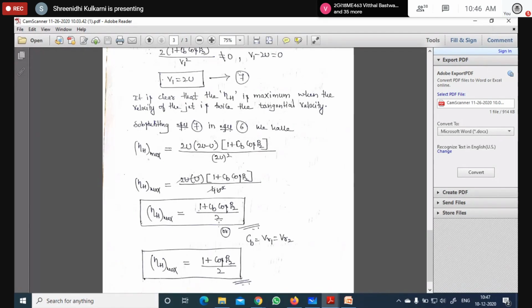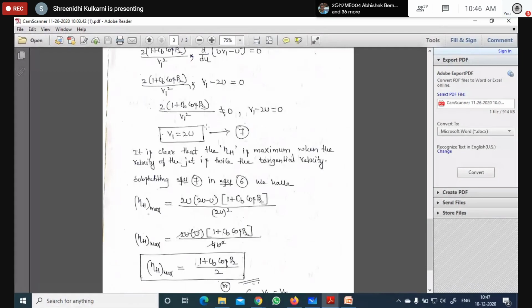Further here you can check. Yes, hello. Yes, sir. Can you explain the sentence, sir? Which one? The velocity of jet should be twice the tangential velocity. This one, okay. You understood up to v1 is equal to 2u? Yes, sir. So when we get v1 is equal to 2u.